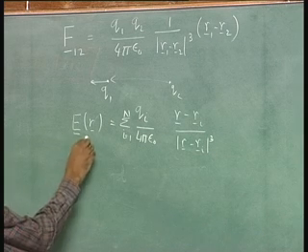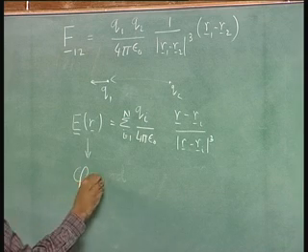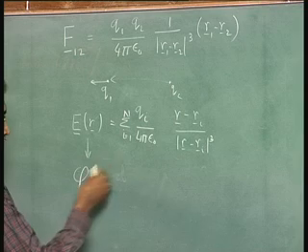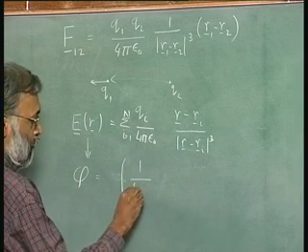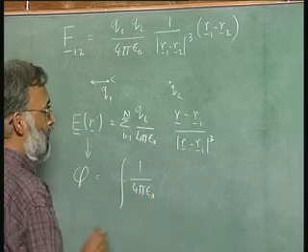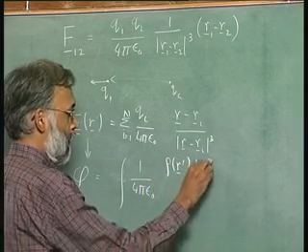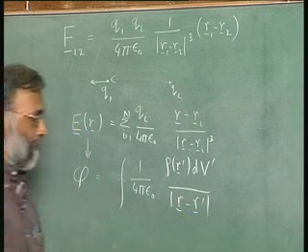From this electric field, we came up with a potential phi, which you can also write as an integral. So, I will write this potential form as an integral: 1 over 4 pi epsilon naught, rho of r prime dv prime over mod r minus r prime.